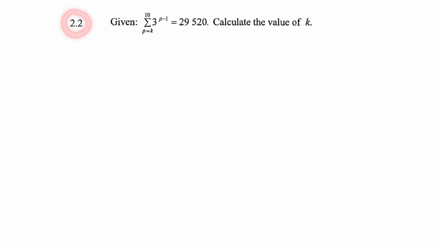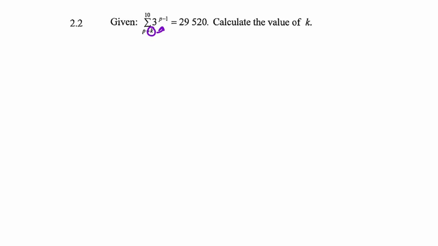Question 2.2. Given the sigma notation with the lower limit of p equals k to the upper limit of 10, and we're taking the sum of 3 to the power of p minus 1 is equal to 29,520. Calculate the value of k. So we'll start by finding the first few terms in this series. So I'll substitute p with k.